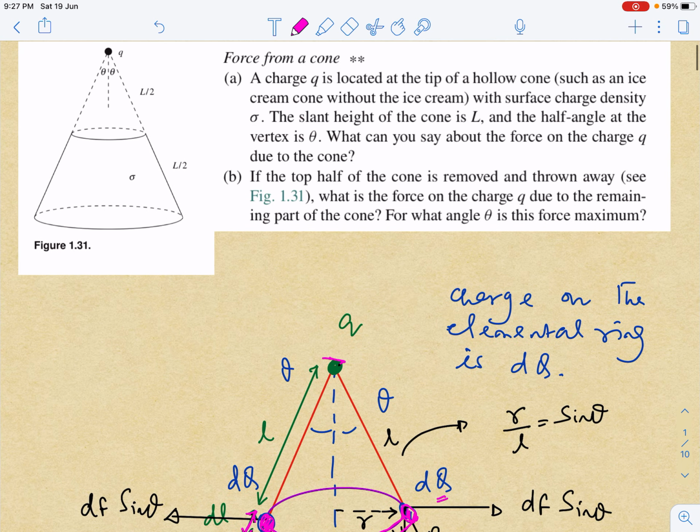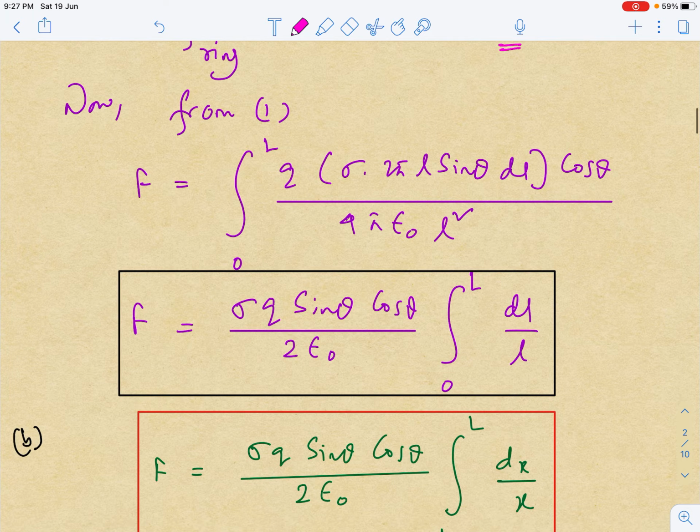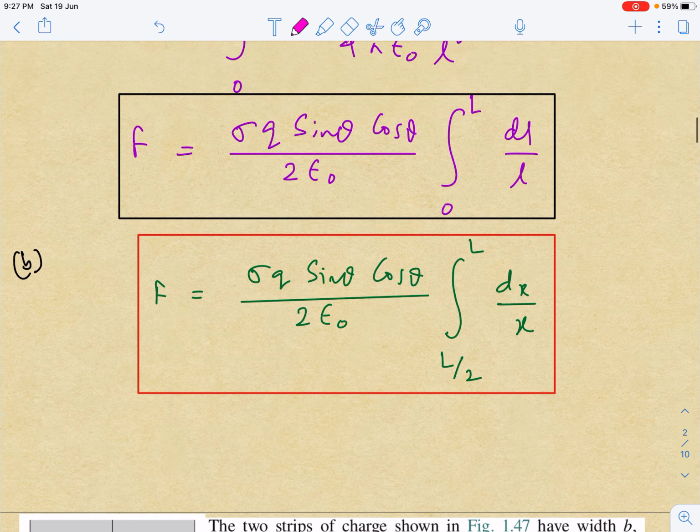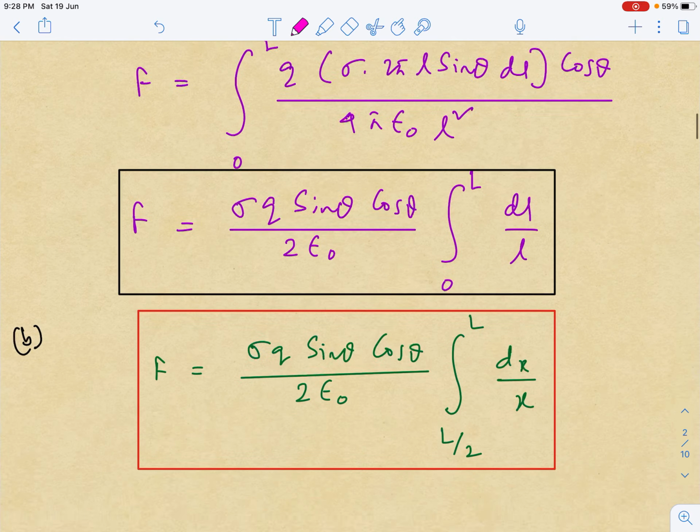Right. So let us go for the second part of the question. In the second part, they are saying if the top half of the cone is removed and thrown away, what is the force on the charge Q due to the remaining part? So this half portion they have removed. I do not think I have any problem because I have already figured out the integrand factor, which was about dl. This portion, the half removed, is L by 2 and this is L by 2. So from here to here, my integration will become from L by 2 to L. That's precisely what I have done.